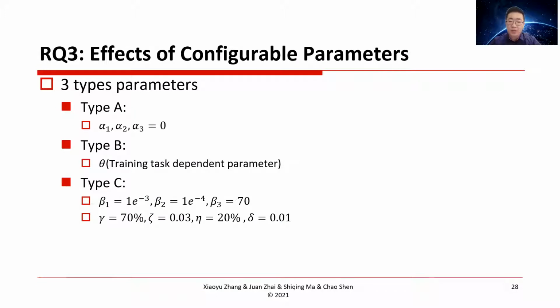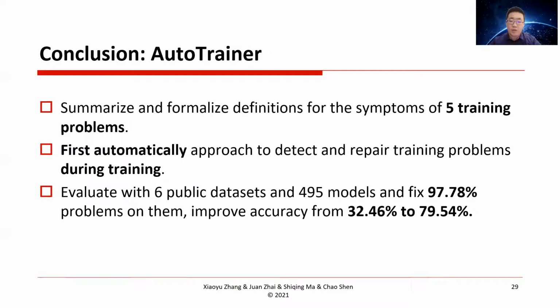The last RQ is to explain how we choose the parameters in our system, and this slide shows the default values we finally chose. All the details can be found in our paper. In conclusion, we present AutoTrainer, a monitoring and auto-repairing system for training problems. We summarize and formalize definitions for the symptoms of 5 training problems, and AutoTrainer is the first approach to detect and repair training problems automatically during training. Our evaluation results also show that AutoTrainer can detect and repair training problems efficiently and effectively.